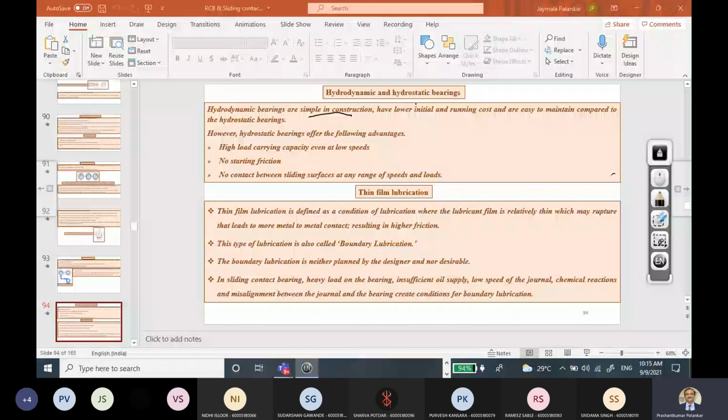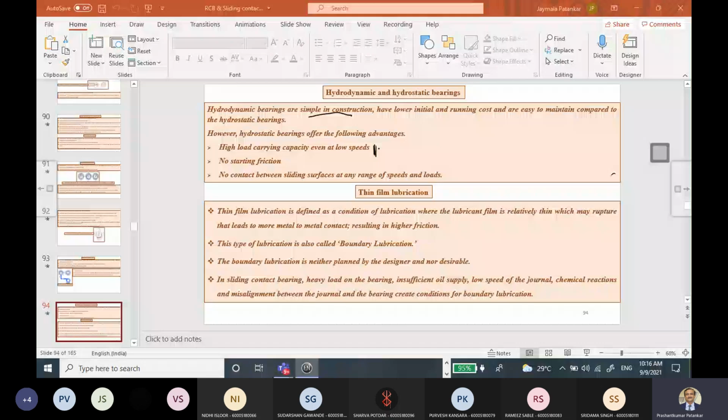Now, the pressure generated in a hydrodynamic bearing is a function of speed and some other parameters also. But in the hydrostatic bearing, the required pressure in proportion to the load coming on the shaft can be easily controlled by external means, and therefore the load carrying capacity of the hydrostatic bearing is much higher in comparison to the hydrodynamic bearing. That is the main advantage of the hydrostatic bearing.